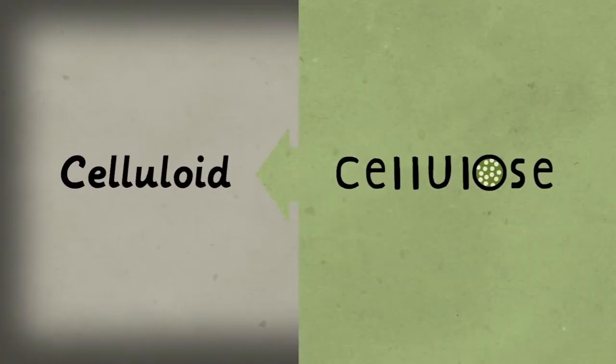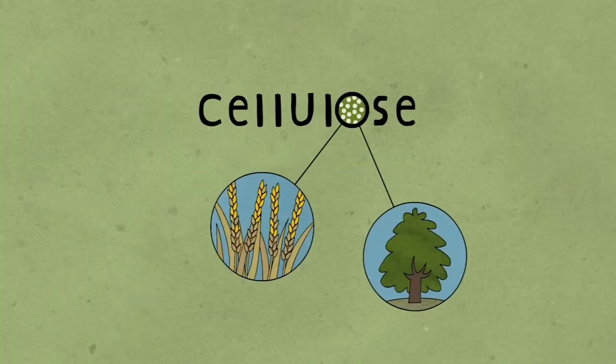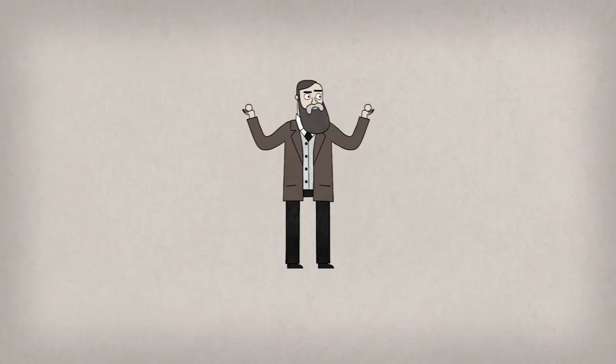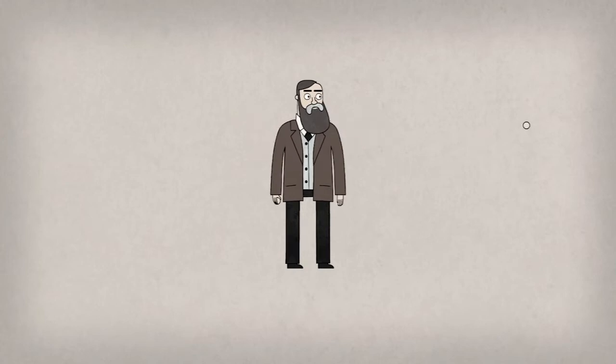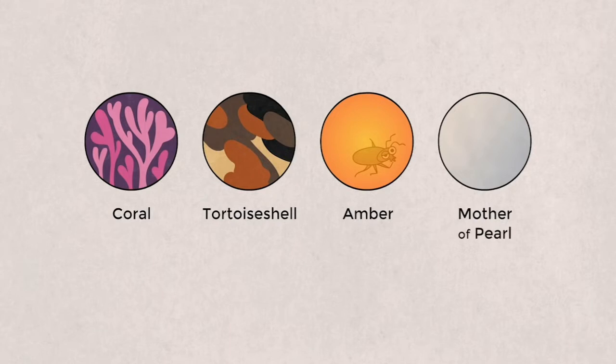He soon discovered celluloid couldn't solve the billiard ball problem. The material wasn't heavy enough and didn't bounce quite right, but it could be dyed and patterned to mimic more expensive materials like coral, tortoise shell, amber, and mother of pearl. He had created what became known as the first plastic.